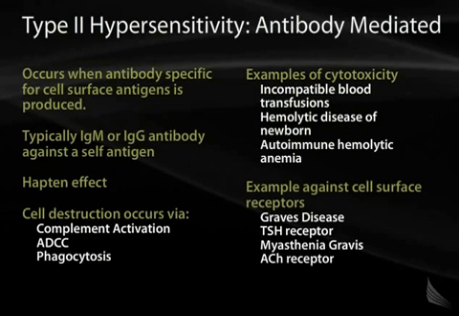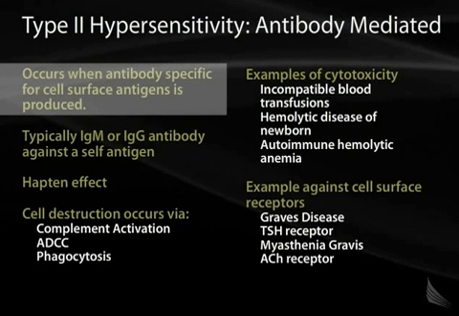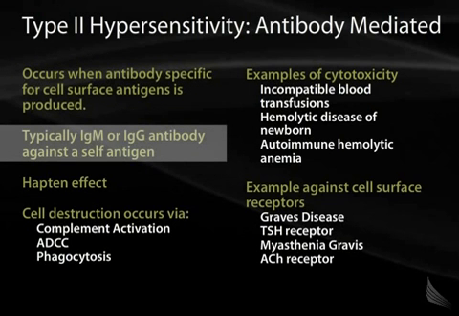Moving on to type 2 hypersensitivity, we call this again the antibody-mediated hypersensitivity. This occurs when you have an antibody that's specific for a cell surface. For example, you have an antigen on the surface of a cell, be it a basement membrane or an antigen on the surface of a red blood cell that you happen to get an antibody against. This is typically an IgM or IgG antibody against a self-antigen.